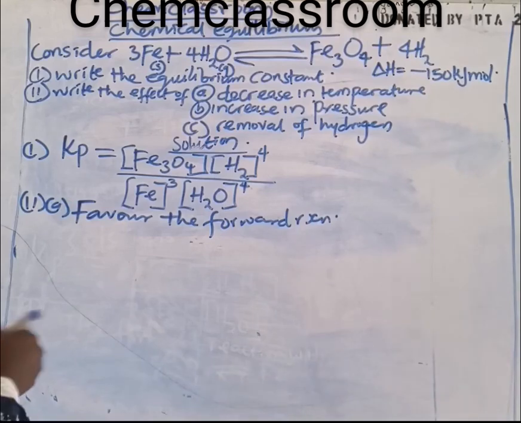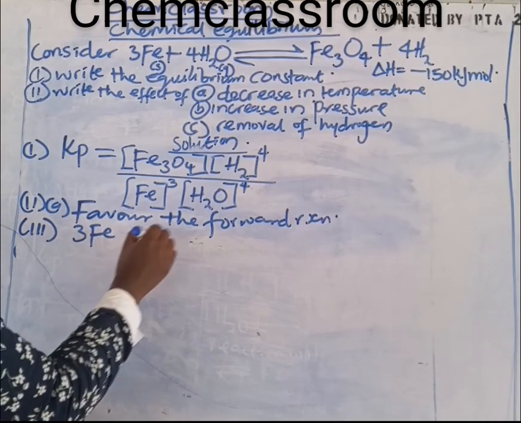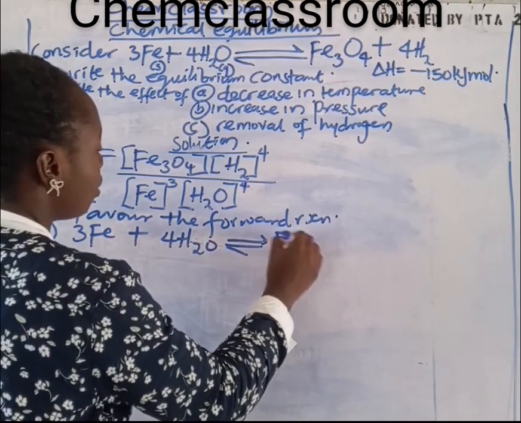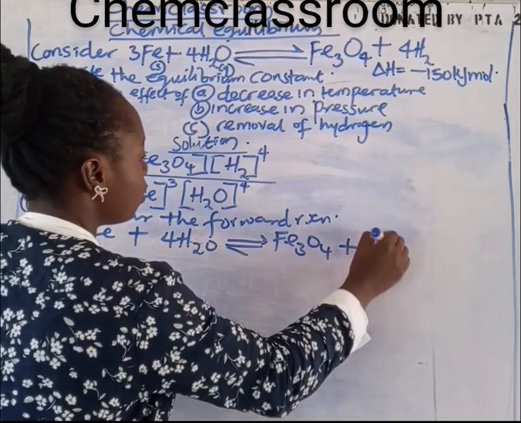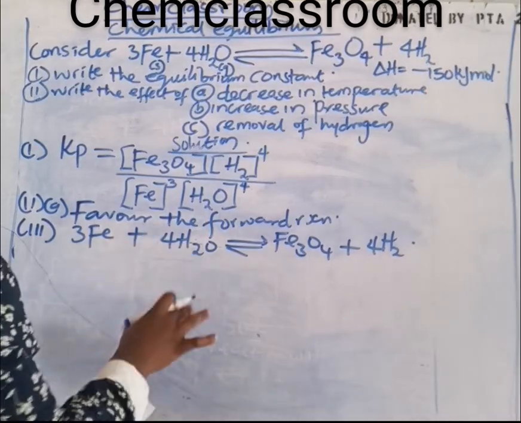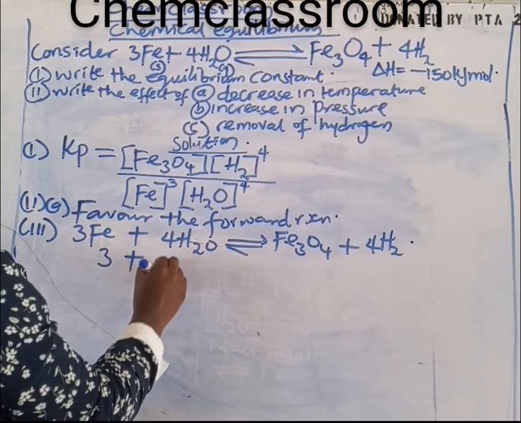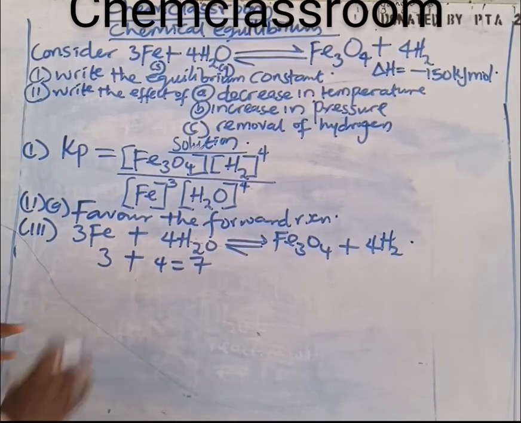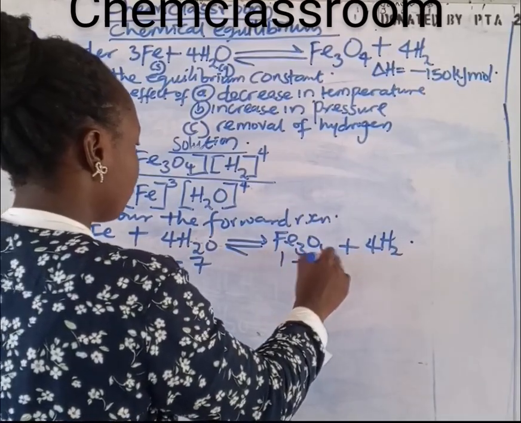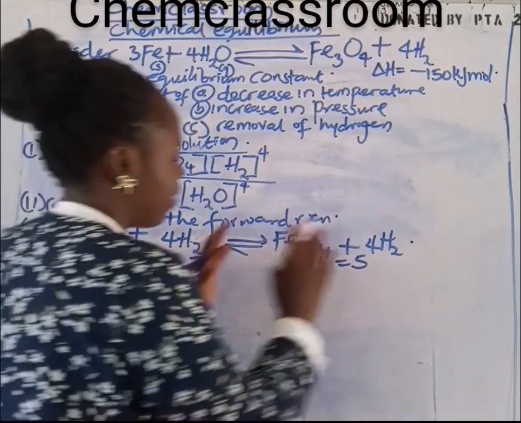Then increase in pressure. Now I have to rewrite the equation for us to emphasize on that. Now we'll be working with the number of moles behind each of the reactant and the product. So for iron, I have 3. For water, I have 4. So I have 7 here to be the pressure here. Then for the iron oxide, I have 1 plus 4 to give me 5. So I have 7 on the reactant side, I have 5 on the product side.